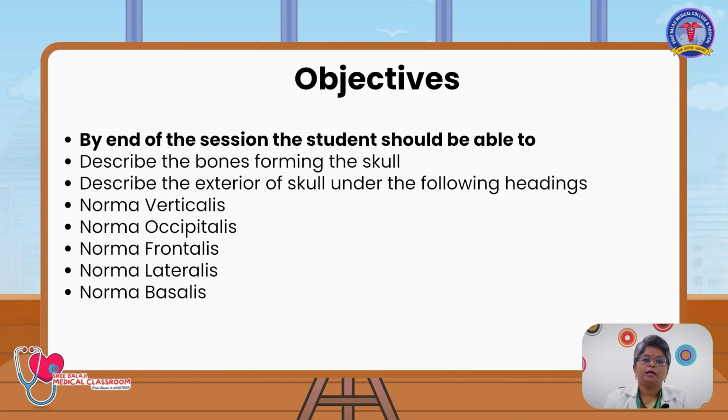Now, today's topic is osteology of the skull, and the objectives for today's session are: by the end of the session, the student should be able to describe the various bones of the skull and study the skull under the various views, which include the norma verticalis, norma frontalis, norma occipitalis, norma lateralis, and norma basalis.